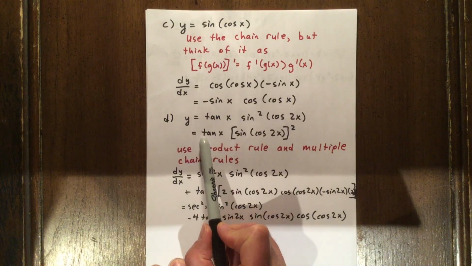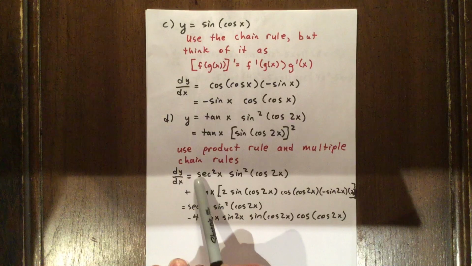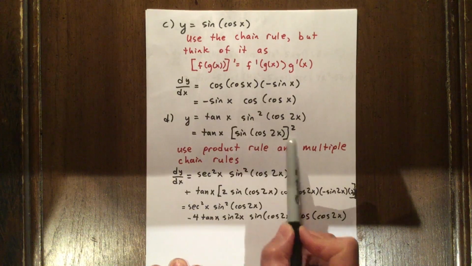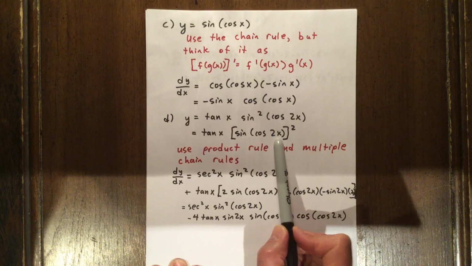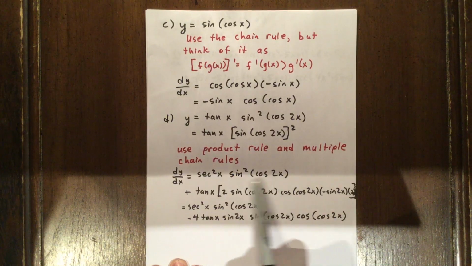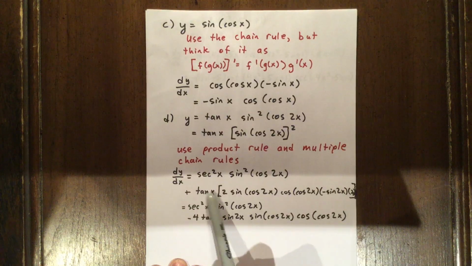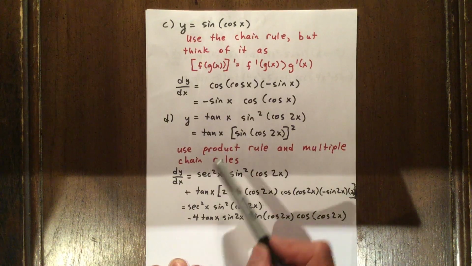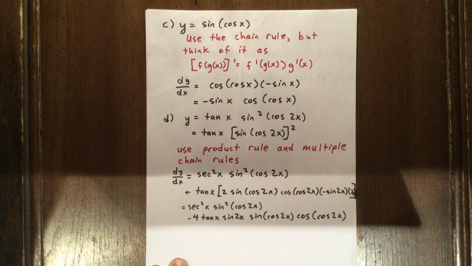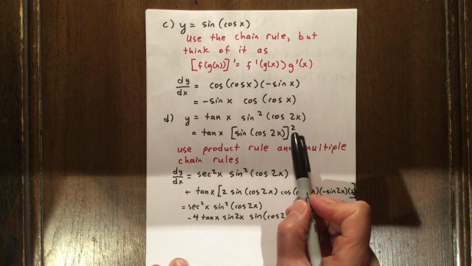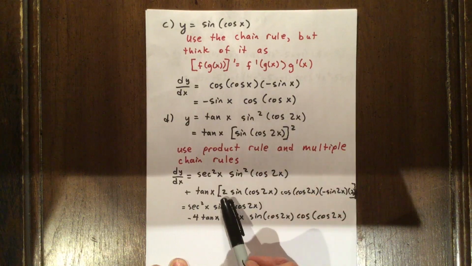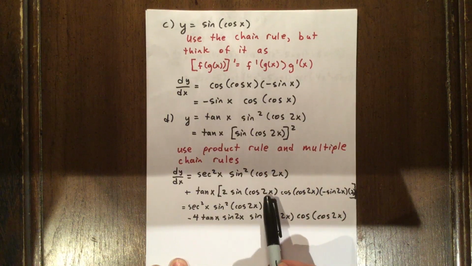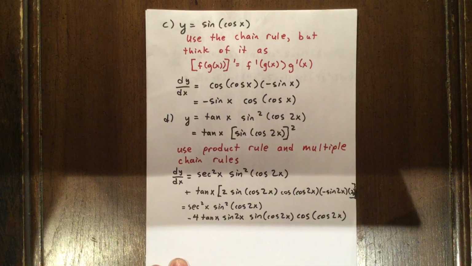So we're going to have the derivative of the first function, which is secant squared x, times the second function, which is sine of cos 2x quantity squared, or in other words, sine squared of cos 2x, plus the first function, which is tan x, times the derivative of the second function. Okay, now here's where we're going to make our money. The 2 comes in front. This is essentially block to the exponent 2, so that it's 2 block to the exponent 1. But then we have to multiply by the derivative of the block.